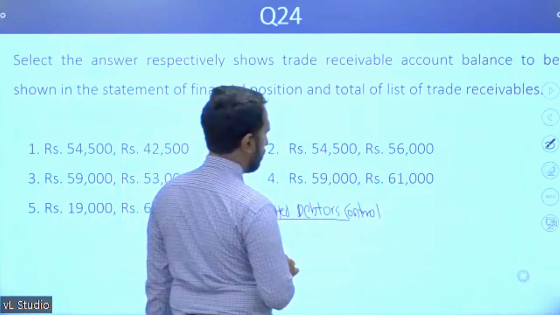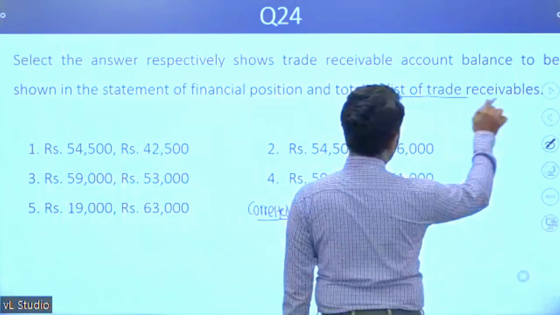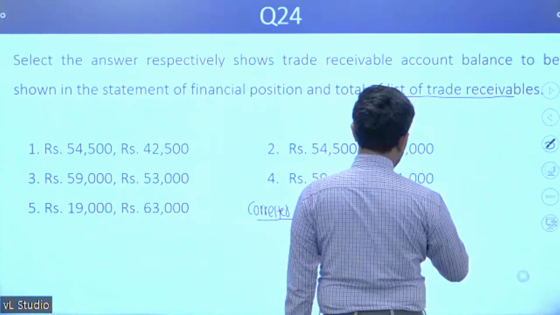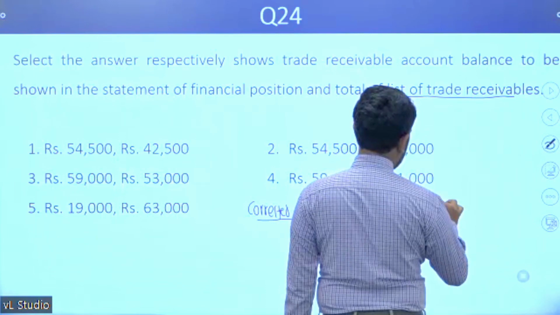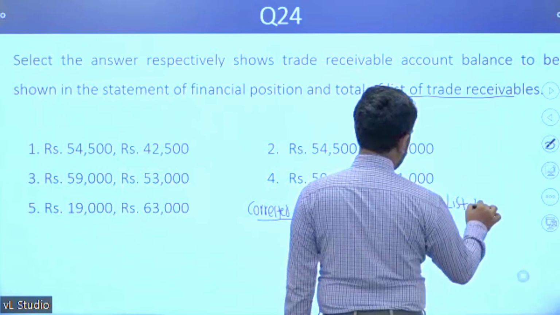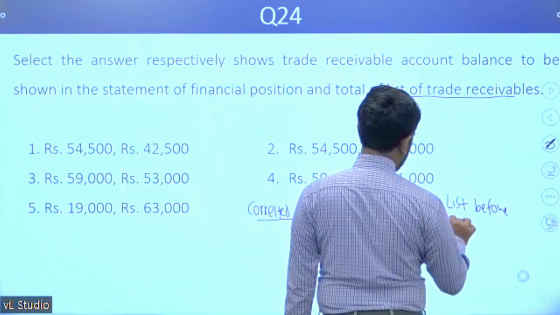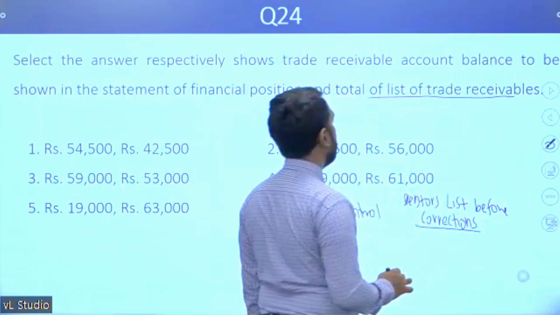Corrected debtors control account balance. And here the list of trade receivables, they are not asking the corrected balance. Maybe debtors list before corrections. So you have to read the questions properly.